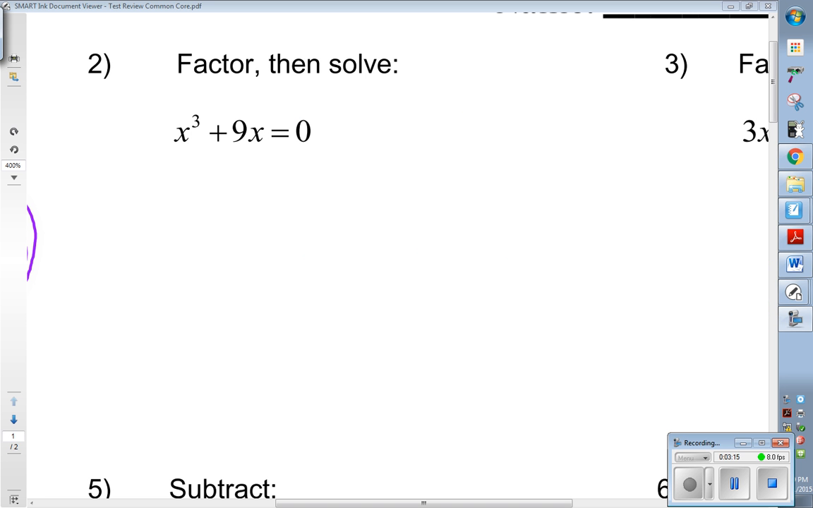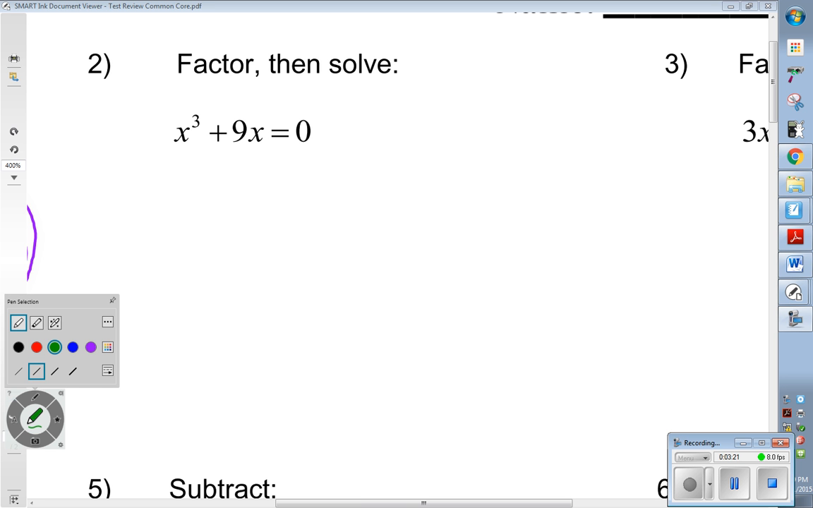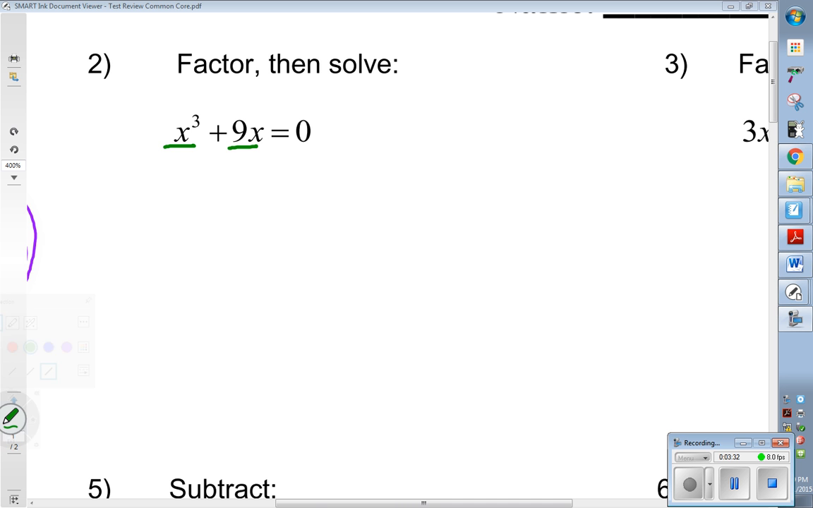Number 2 says factor and solve. Anytime I'm trying to factor, I always want to look first to see if they have anything in common, just like the last problem. I've got an x cubed here and a 9x there. Is there anything that they both have in common? Well, they both have at least an x in them, so I can take an x out of both things.